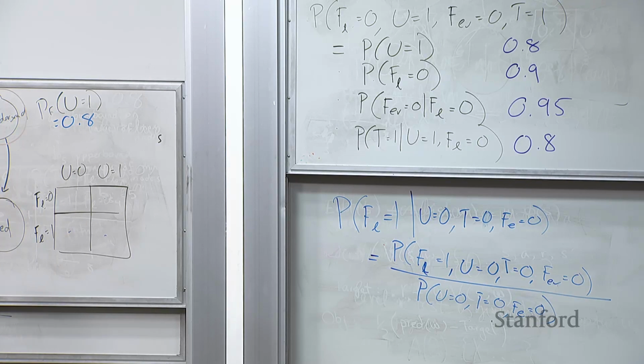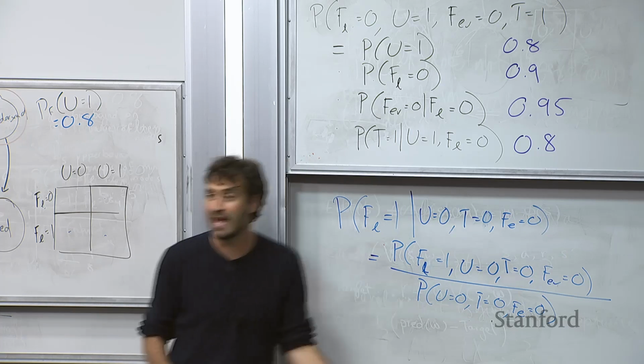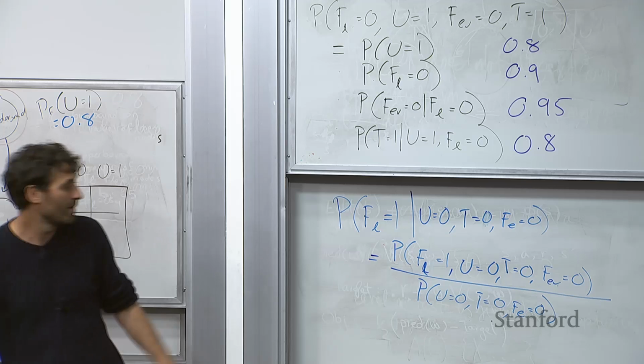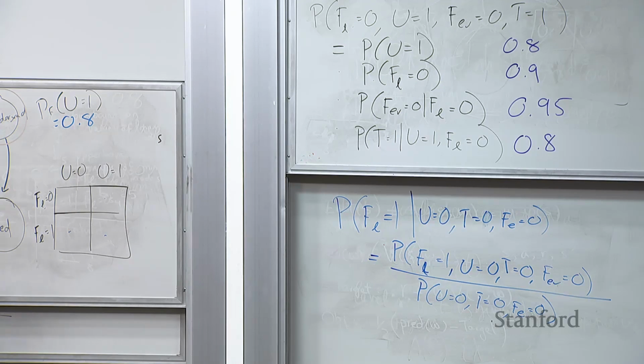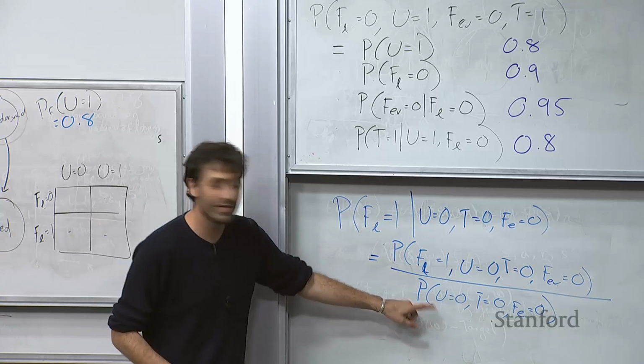My key idea for you guys is, think about two cases. The case where all these things are true and somebody has the flu, and the case where all these things are true and the person doesn't have the flu. How could you get this one using joint assignments?